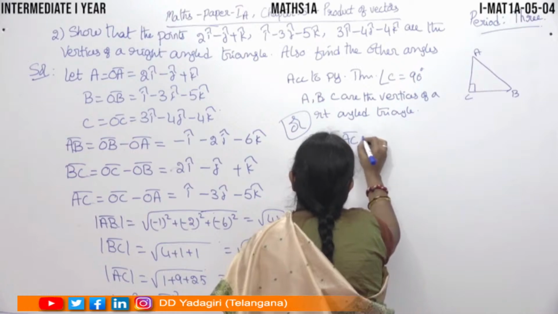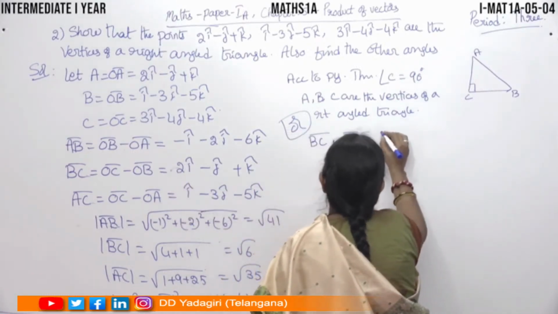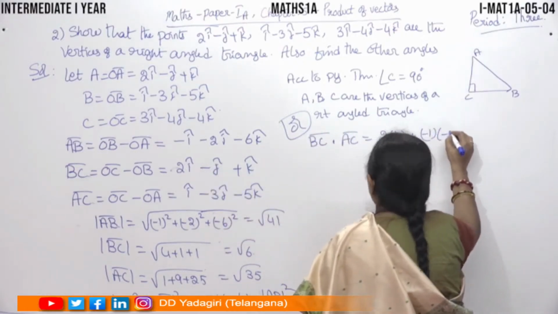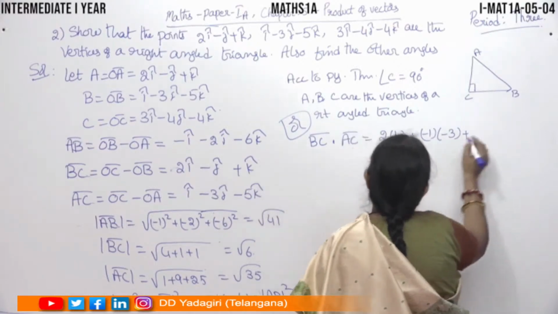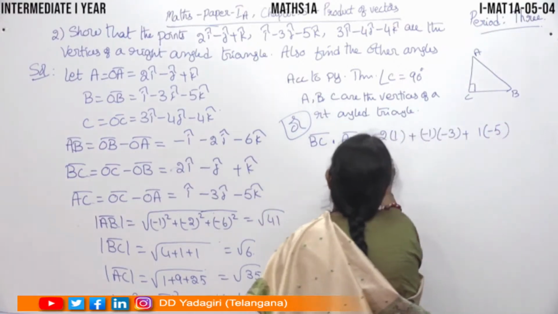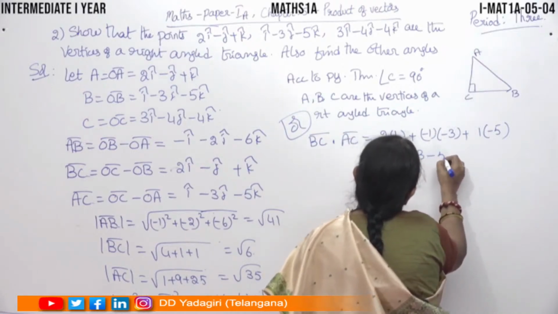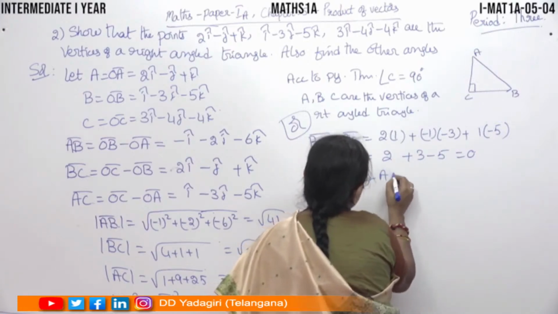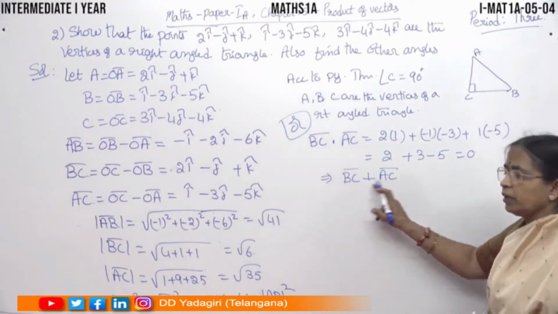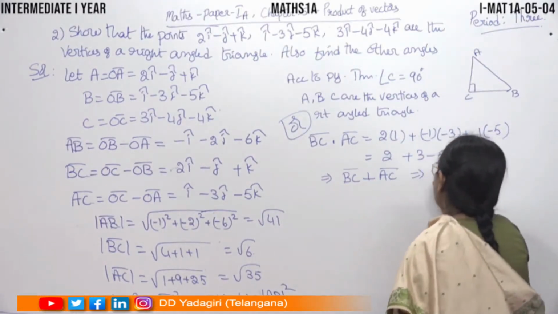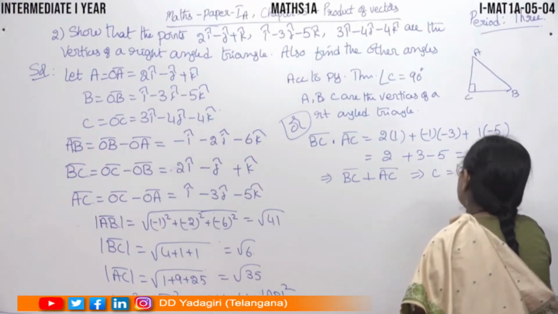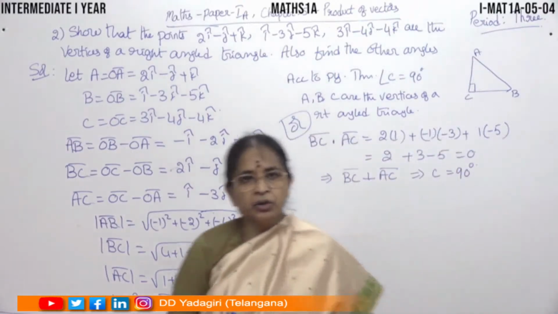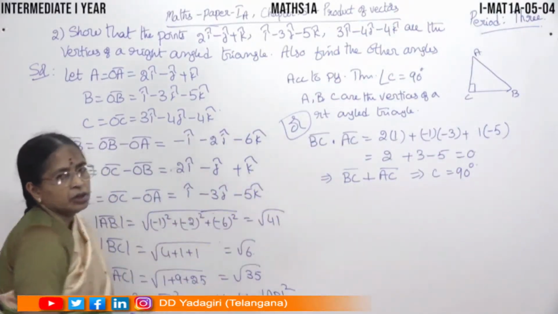BC dot AC is equal to 2 into 1, and then minus 1 into minus 3, plus 1 into minus 5. That is 2 plus 3 minus 5, which is equal to 0. That means BC is perpendicular to AC. And so this C is the common point. So angle C is a right angle, C is equal to 90 degrees. So you can conclude that A, B, C are the vertices of a right angle triangle. So you can use Pythagoras theorem, or you can use dot product.